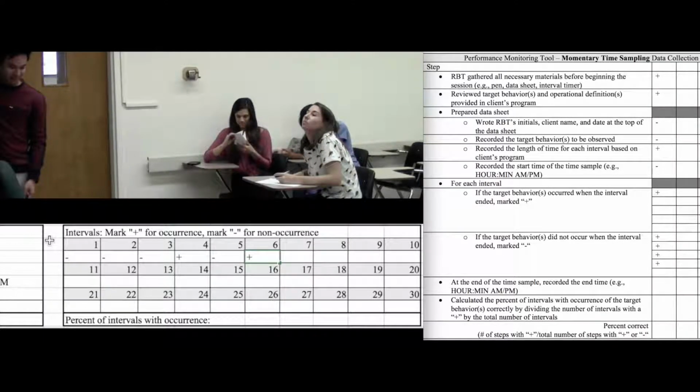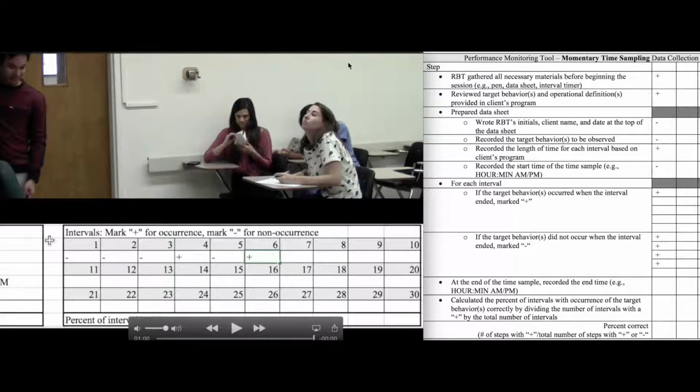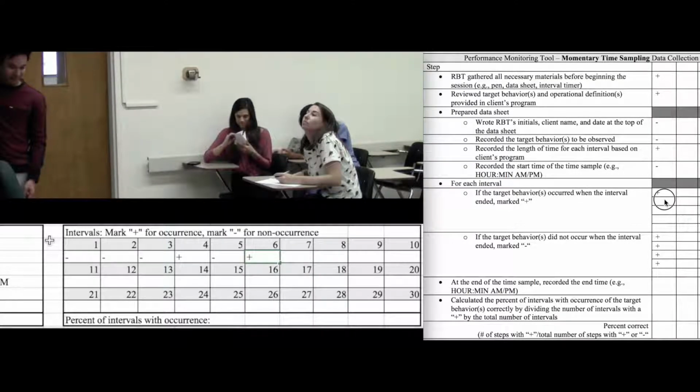All right, really well done. At the end of the final interval, we see that our client is facing forward and looking in the direction of the chalkboard. So she got a plus for the final interval. So back to the PMT, once again, we give Lance a plus because he accurately marked the occurrence of the behavior within that interval.